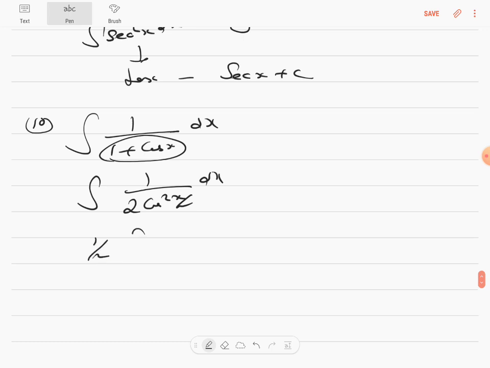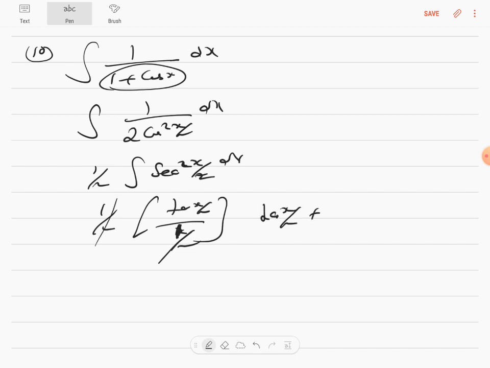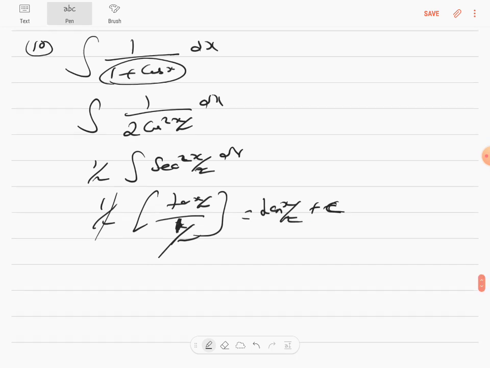So 1 by 2 into integration of secant square x by 2 dx. And integration of secant square x by 2 is tan x by 2 by, x by 2 derivative is 1 by 2, chain rule. So 1 by 2 gets cancelled. So tan x by 2 plus c is the answer for this. Okay. So that's all. That is the 10th sum.